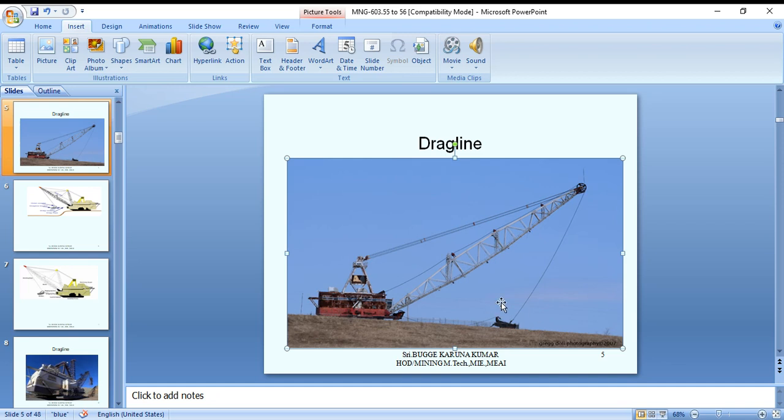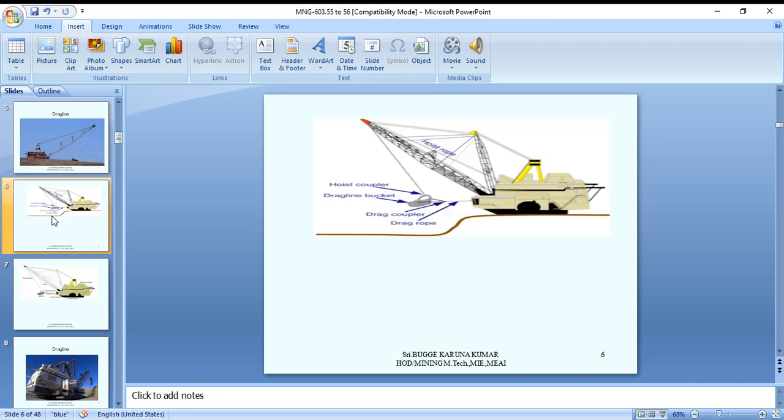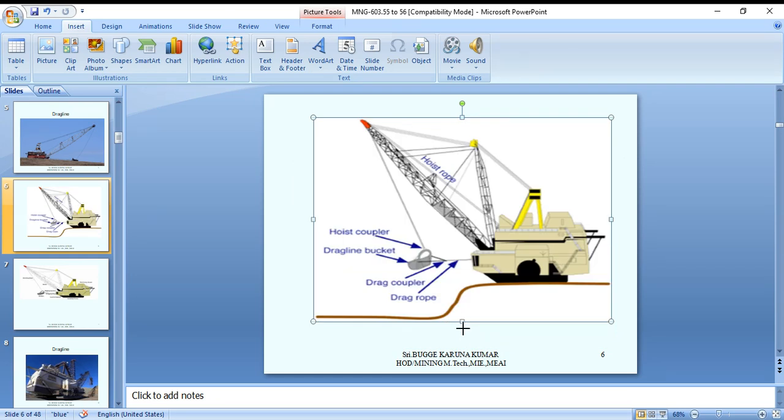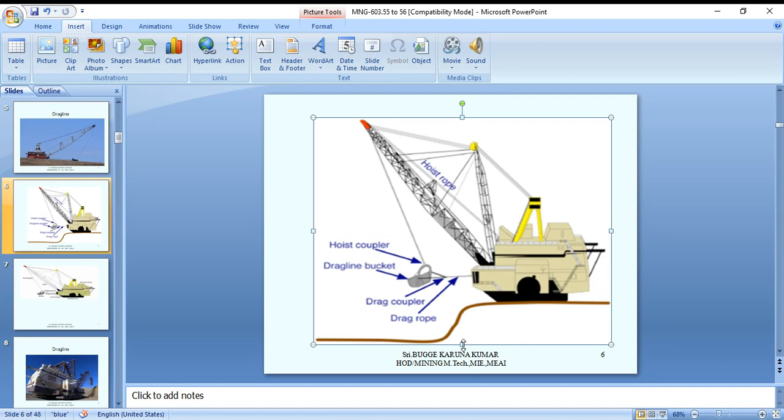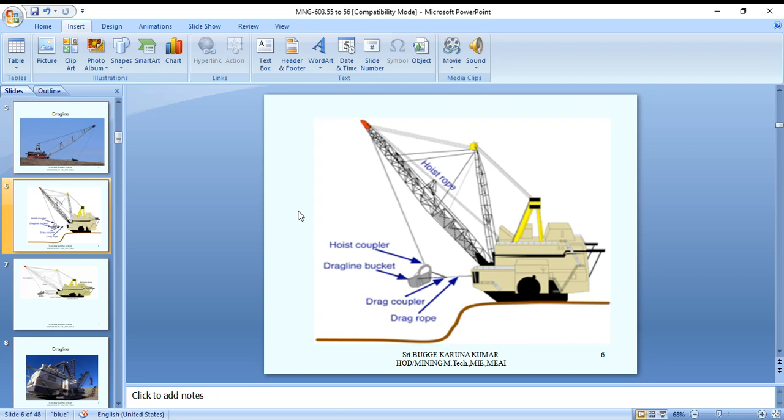This is the bucket. We call it the drag rope and the hoist rope. So this is the actual bucket. The throwing out and dragging is called a dragline. One more sketch you can observe here. You can easily see the various operations and parts of that particular dragline machine. This is the hoist rope, hoist coupler, dragline bucket, dragline coupler, drag rope. So this is a complete view of the machine parts.